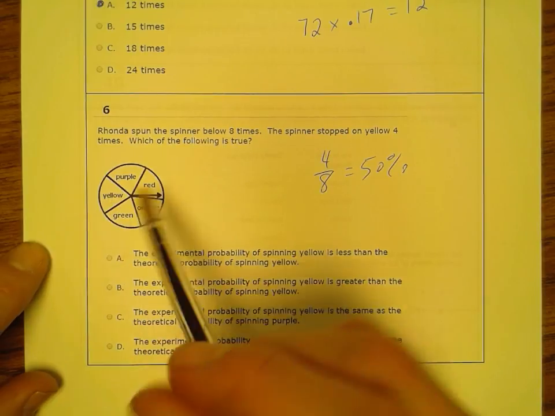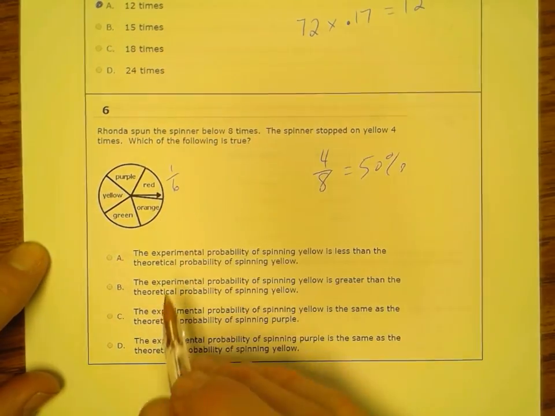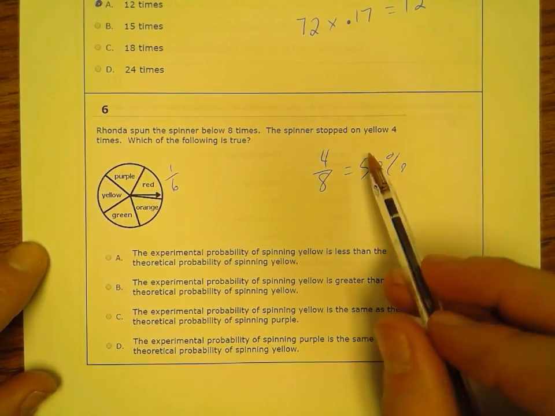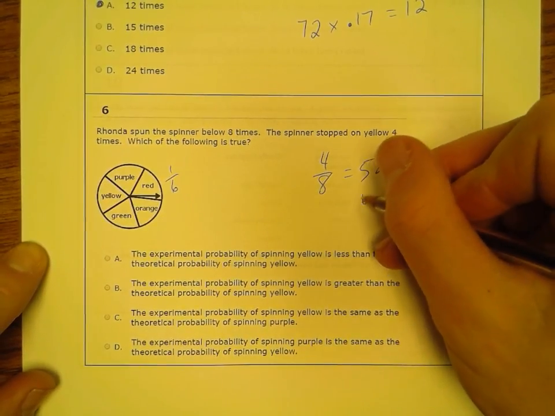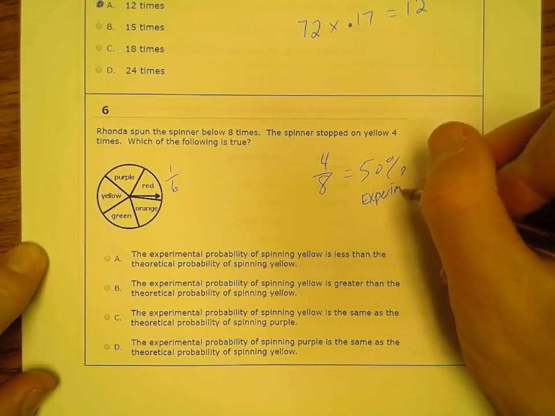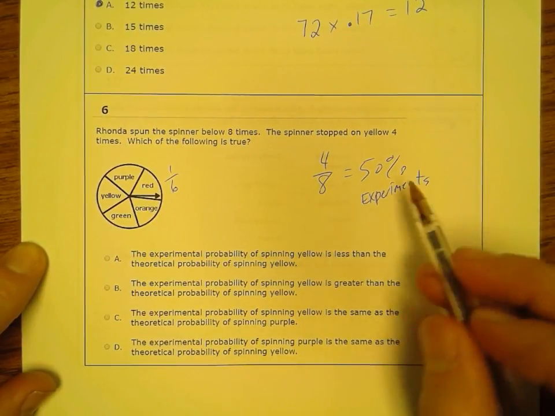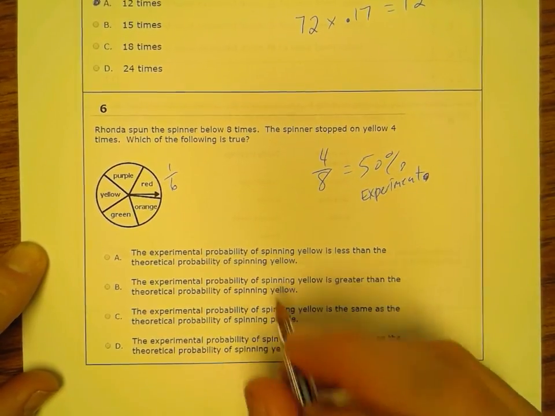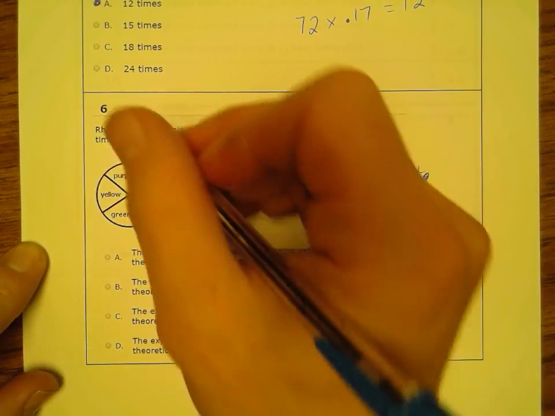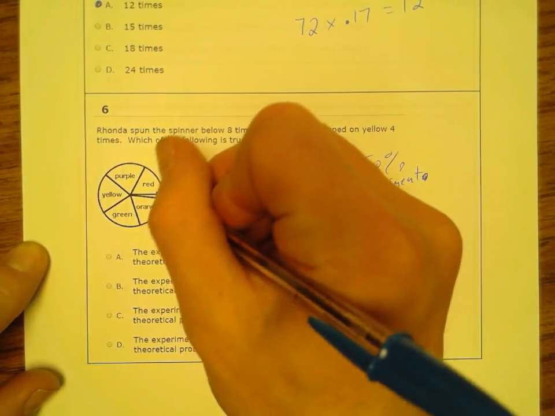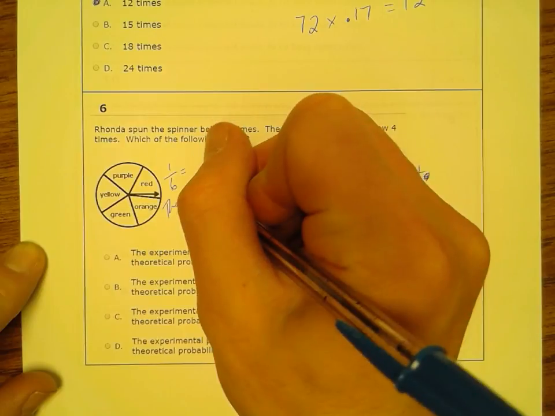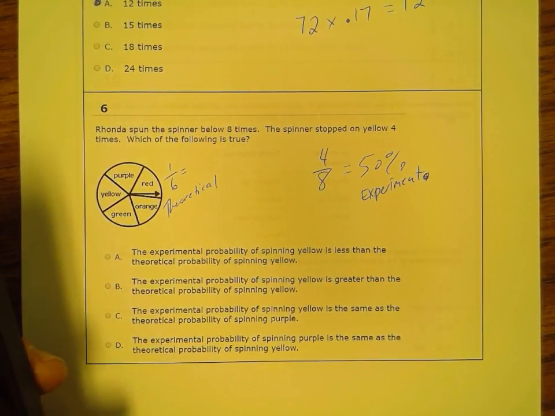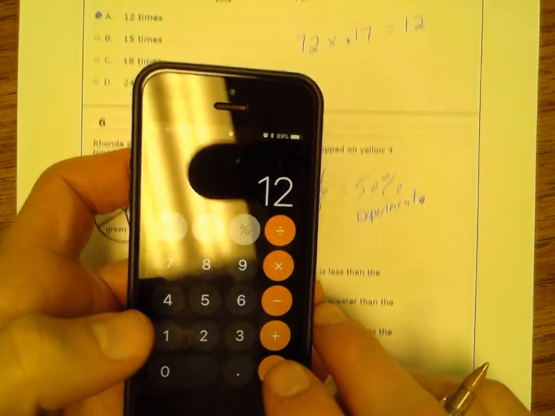But I see 1 out of 6 on the wheel are yellow. They're all equal parts. So when we actually did the experiment, this is the experiment, she spun the wheel 8 times and got yellow 4 times. That's the experiment. This experiment and this theoretical, these don't match. 1 out of 6 would be the theoretical probability.